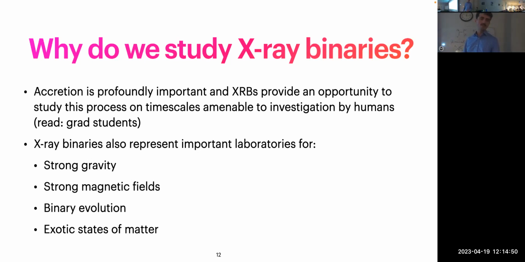In general, they also represent important laboratories for a lot of different interesting subjects in astrophysics, because we're looking right at the regions near the neutron star or black hole. We can study regimes of strong gravity, strong magnetic fields, and the evolution of binary systems, because we're at a point where one of the stars has already undergone its life cycle. And we can study exotic states of matter in the form of neutron stars, where we can get constraints on mass and radius to help us understand the equation of state of neutron stars.